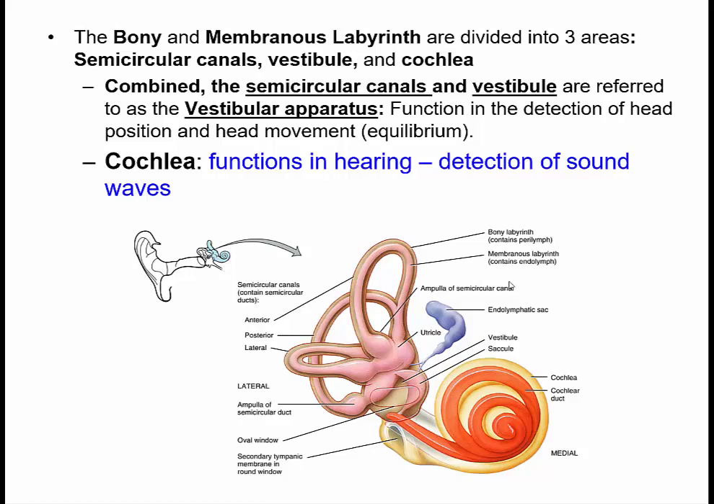The bony and membranous labyrinth are divided into three areas. You have the semicircular canals, shown here, the vestibule, which is here, and the cochlea. The semicircular canals and the vestibule are referred to as the vestibular apparatus. These two function in the detection of head position as well as head movement, or equilibrium, where your body or your head is in space. The cochlea functions in hearing and detection of sound. For right now, we're going to focus on the vestibular apparatus, and later on we'll look at the cochlea and how it functions to detect sound.